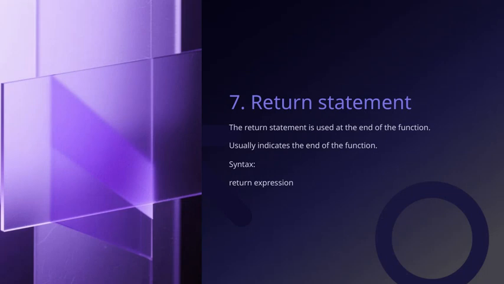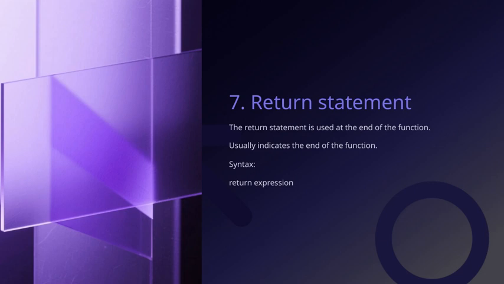This is used at the very end of a function, and its main purpose is to send a result back to where the function was called from. It usually marks the conclusion of the function's execution. The basic syntax is simple. You write return followed by an expression. That expression can be a value, a variable, or even a calculation. Remember, the return statement is key because it allows your function to produce an output that can be used elsewhere in your program.